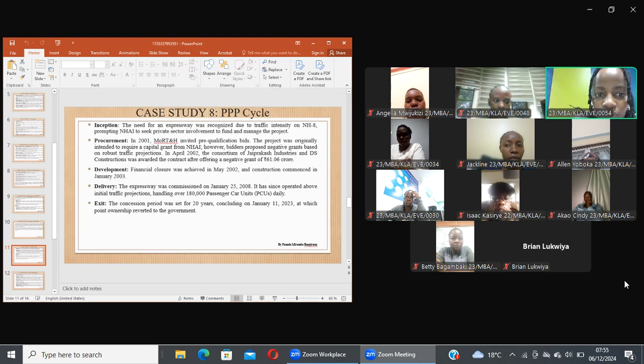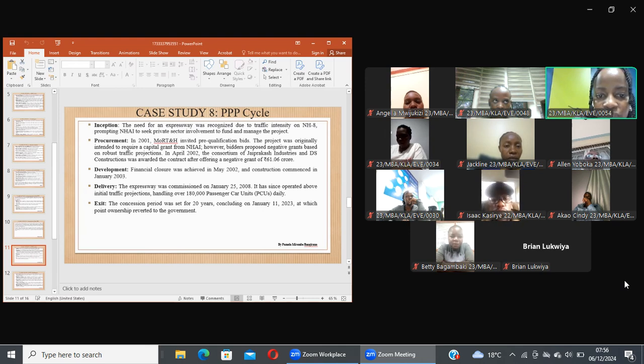Thereafter, we had procurement, where in 2001, the Ministry of Road Transport and Highways invited qualification bids. The project was originally intended to require a capital grant from the National Highways Authority of India. However, bidders proposed negative grants based on robust traffic projections. You see that in April 2002, a consortium of Jaiprakash Industries and DS Construction was finally awarded the contract after offering a negative grant of 61.06 crore.